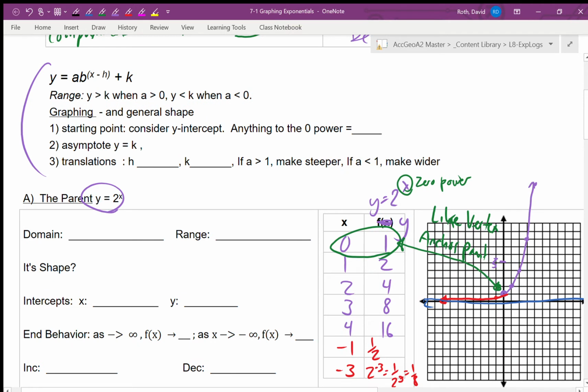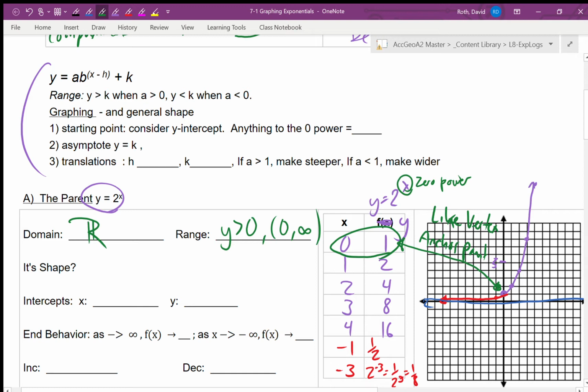Okay, what's the domain? All real numbers. No reason I can't take any value of x and raise 2 to that power. What's the range? Well, it's got to be above the horizontal asymptote of y equals 0, so I can write y is greater than 0, or I can write 0 to infinity, parentheses on both sides, one of those two ways.